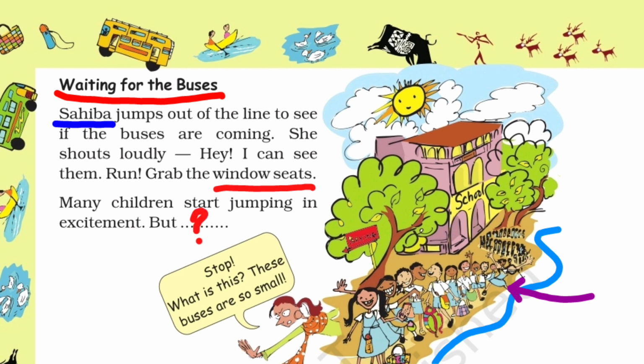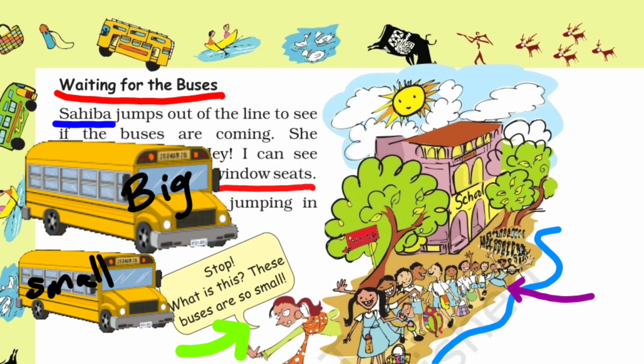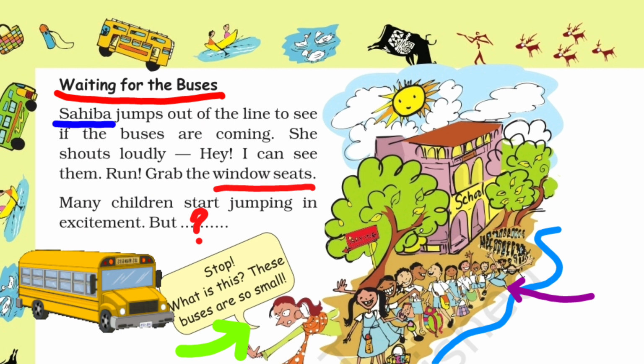Let's see. So now the teacher is telling, stop. What is this? These buses are so small. So what happened? The teacher is telling that we asked for a big bus, but the buses they received are so small. So now she is in a big shock.